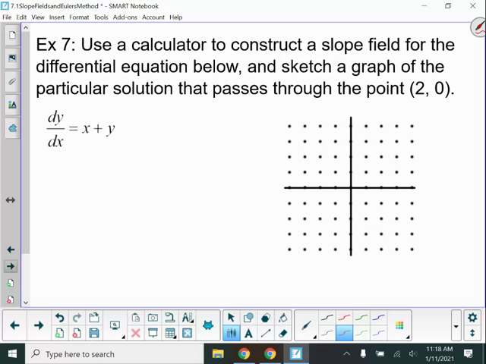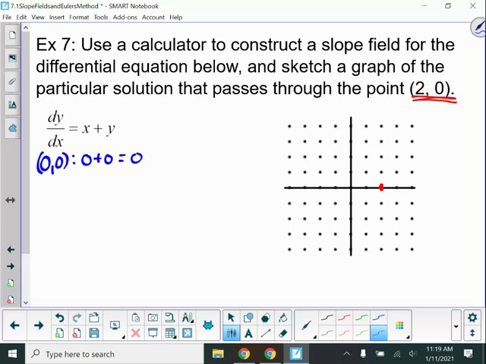Notice it says particular solution that passes through the point 2, 0. So 2, 0 is right there. So that would be your starting spot for where you're actually going to go through and sketch this. So all you're doing is taking your ordered pairs, plugging them in, and graphing the slope that you get.